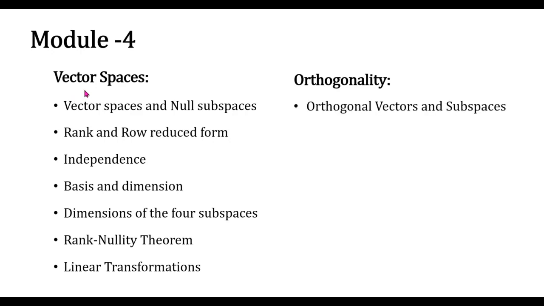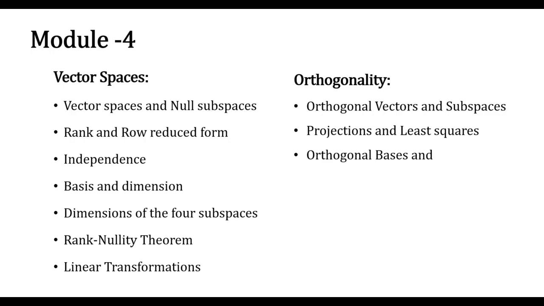Then in orthogonality, we will study how to say that two given vectors are orthogonal in nature. Then how to say that subspaces are orthogonal in nature. Then projections and least squares. Once the vectors are orthogonal in nature, they can be projected. That concept will be studied. Then orthogonal basis, and there is one procedure: the Gram-Schmidt orthogonalization procedure, which is helpful for the projection procedure.